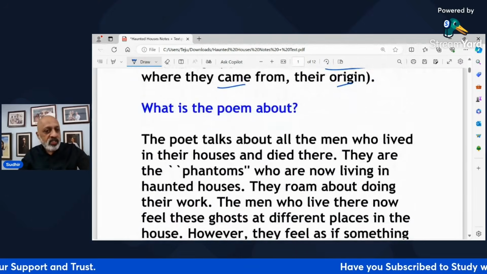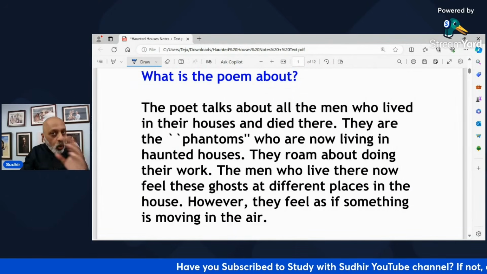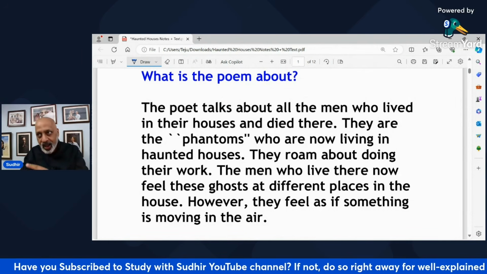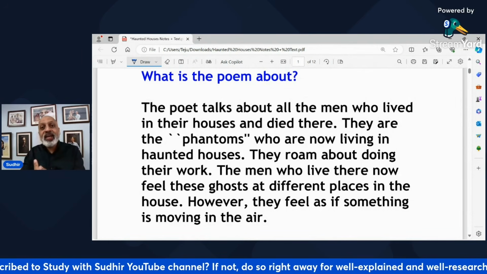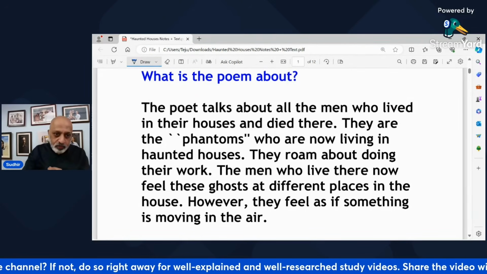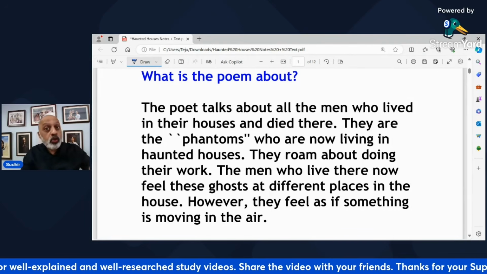Okay, now what is this poem about? Now the poet here talks about all the men who have lived in their houses and died there. And he believes that even after their death, they're still pretty much around. You can feel their presence. So they are the phantoms. They are the phantoms, the ghost who walks.